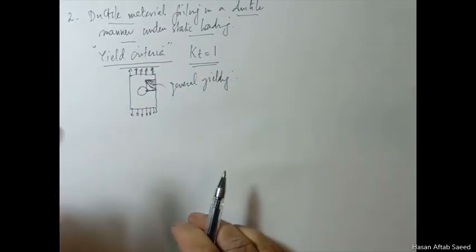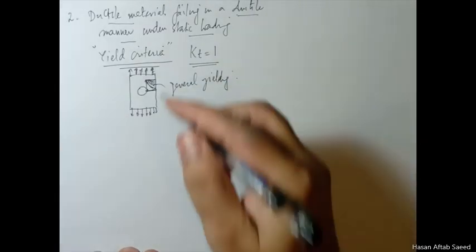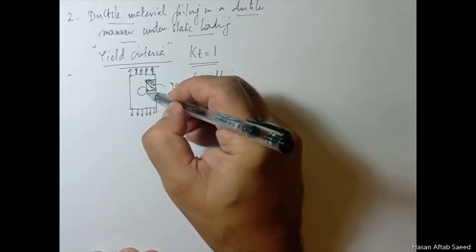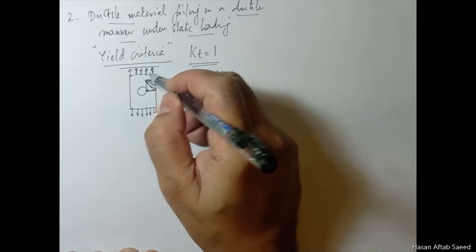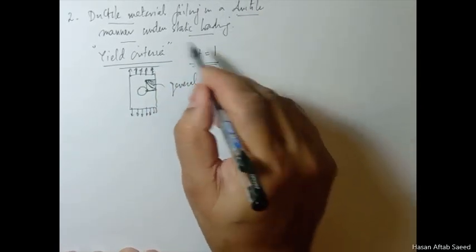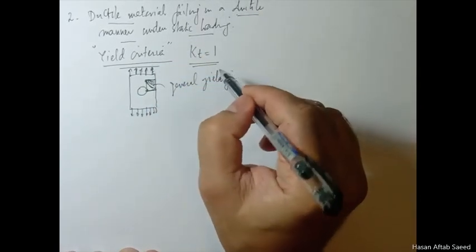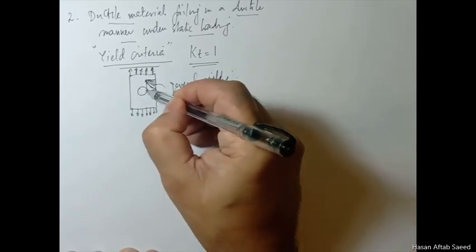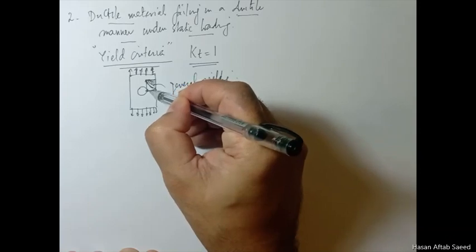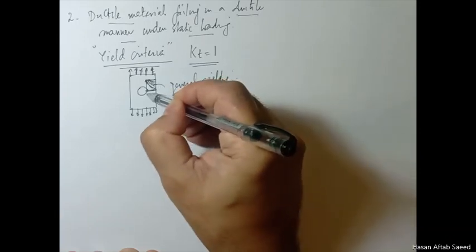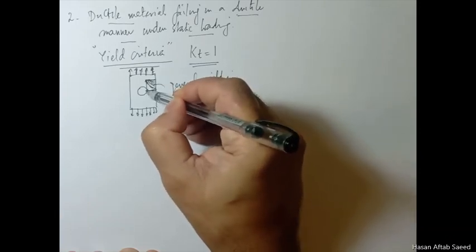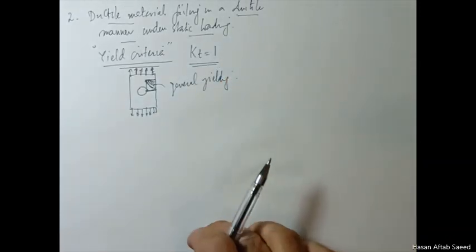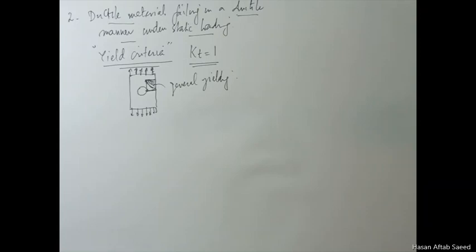So if this was a brittle material, there would have been no concept of yielding at this point, so the stress would have been very high at this point. But we are not dealing with brittle materials here. So in this kind of situation, you just take Kt equal to 1, because in any case it will yield here and then the yield will spread. It isn't that the stress will become very high here and it will break or something like that. So in that case you are justified in using Kt equal to 1. So this was the second case.